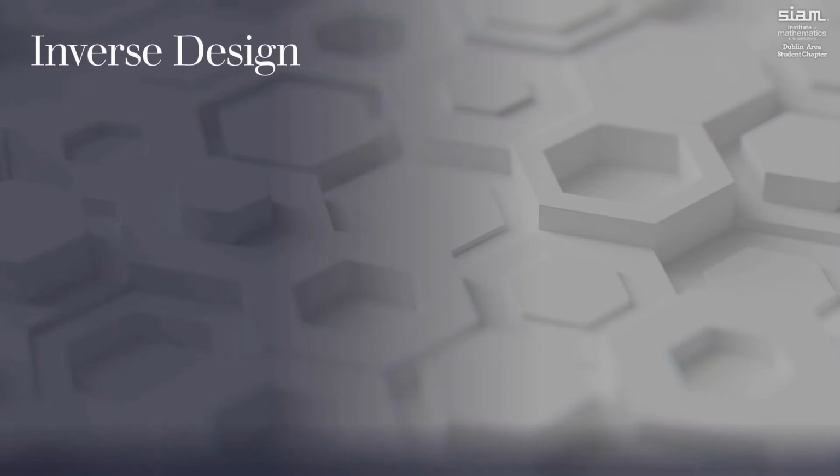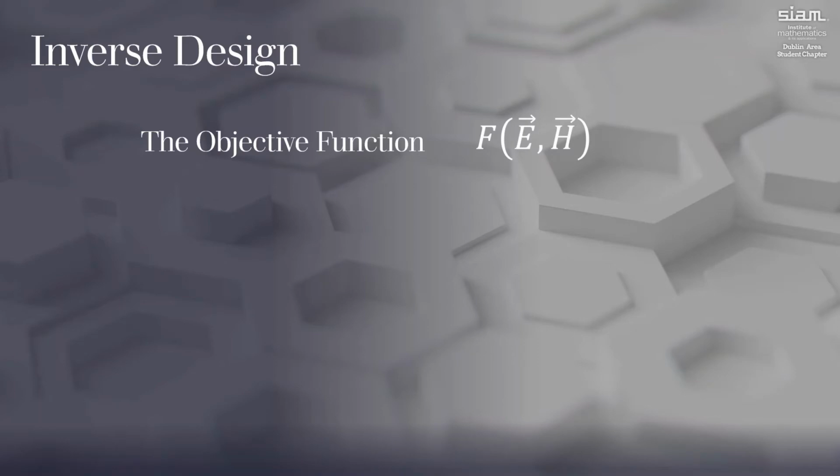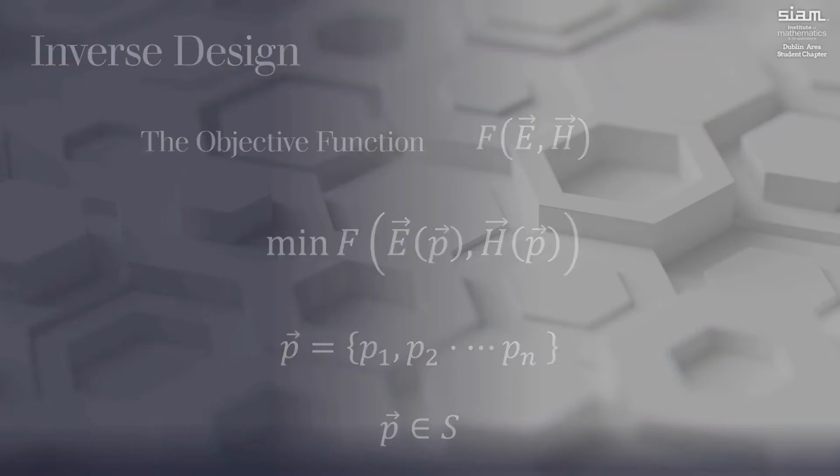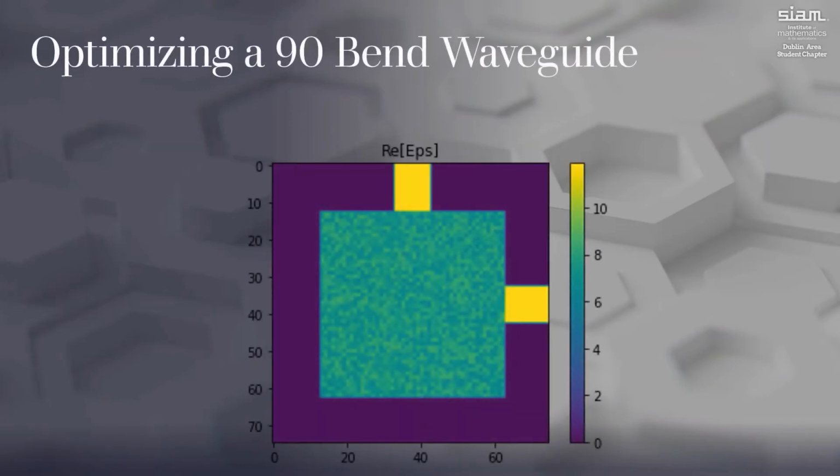Inverse design is a computational technique which focuses on a function commonly known as the objective function, and it describes the performance of a device. So instead of simulating each individual device, we have a different problem. We must try and minimize the objective function with respect to certain parameters and given certain constraints, S in this case. So let's go through this and see it in action.